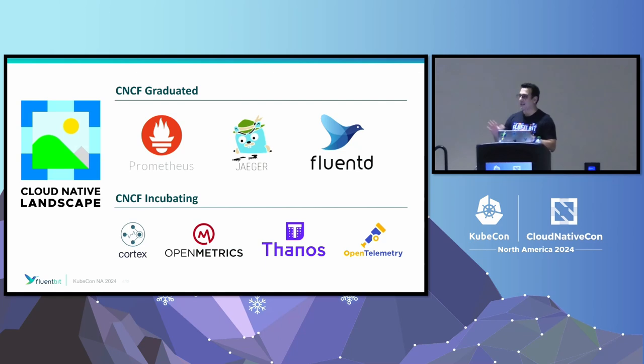Okay, so from a landscape perspective in observability, you know that we have projects that are in sandbox, incubation, and graduated. Fluent Bit and Fluentd are in graduation status together with Prometheus, Jaeger, and of course, Kubernetes.